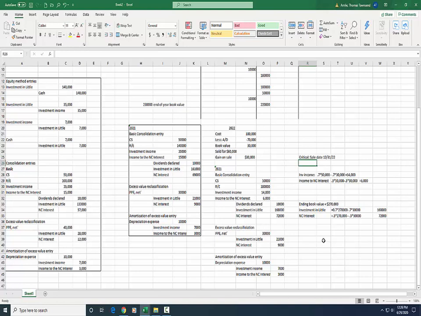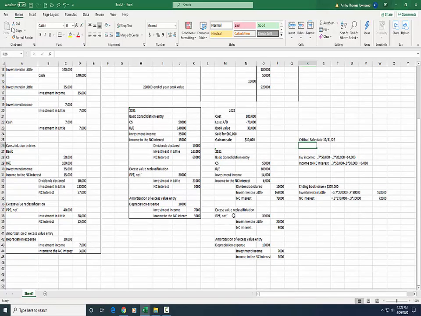7 years have already elapsed. That means there's 3 years left to go: 2023, 2024, 2025. We're going to recognize that $30,000 gain over the next 3 years, and we're going to recognize it straight line. So $30,000 spread over 3 years, $10,000 per year. So let's go ahead and finish out this entry.